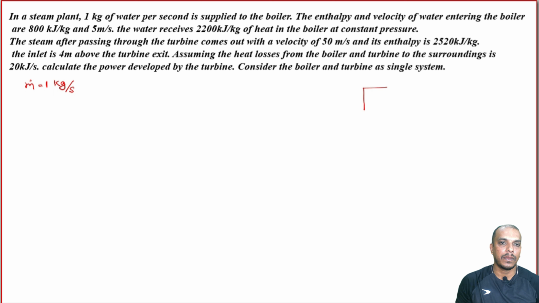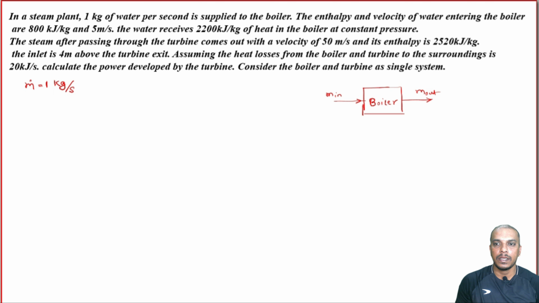Now, let us say we have a boiler as our steady flow energy device. There is a boiler, and the boiler must have water coming in and steam going out. So, anyhow, mass in and mass out. The enthalpy and velocity of water entering the boiler are.